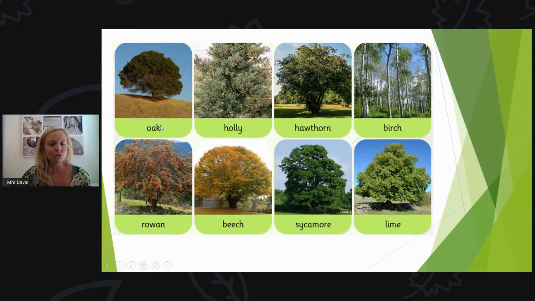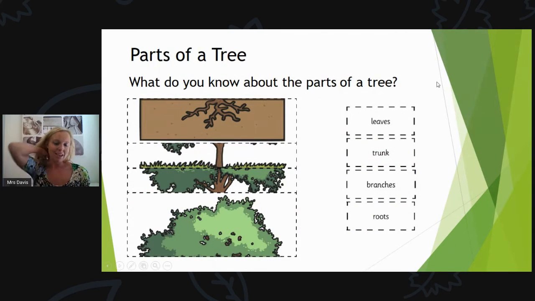Now done. So we've got an oak tree. Do you recognise that one? We've got a holly, a hawthorn. We've got a birch. Now birches are easier to recognise because they've got a silvery branch here, and their trunk is often a silvery grey colour. A rowan, a beech, a sycamore, and a lime. Okay, so there you go, guys. There's some common wildflowers, some garden type flowers, and also some trees, which are all types of different plants.